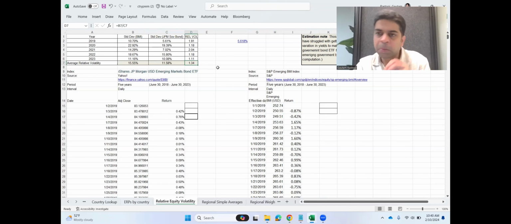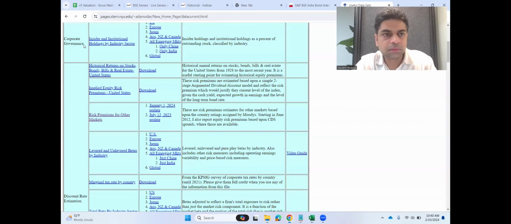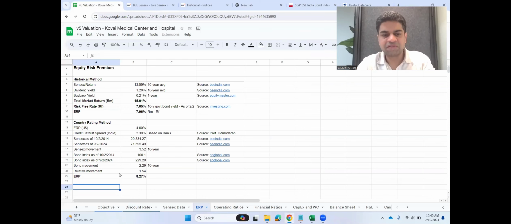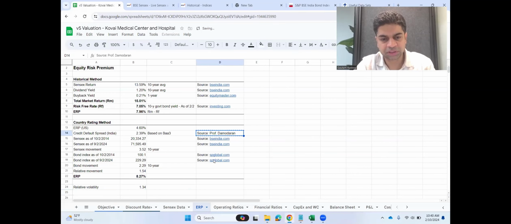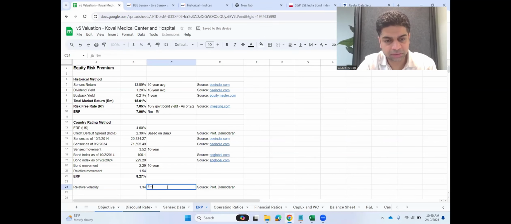So if you want, you can straight away pull this number as well. But again, this number is not for India alone. At the risk of repeating myself, this is for the entire emerging market universe. So let's go back to our sheet and see if we use this number, the relative volatility, which is 1.34. The source is Professor Damodaran, and this is for the emerging markets.